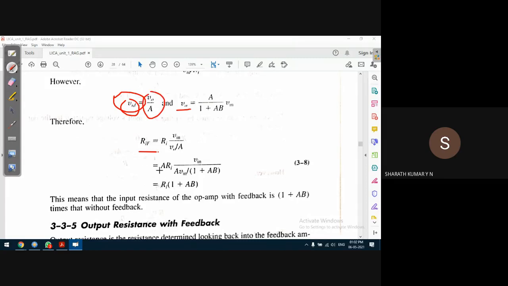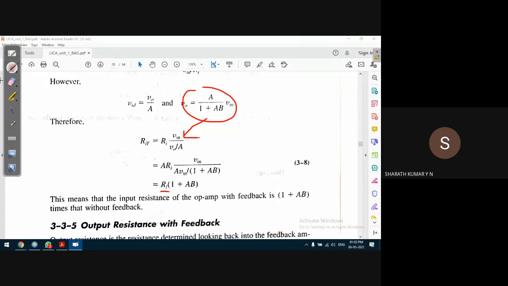So from this expression, rearranging, A at the denominator goes to the numerator. V naught by A becomes A into Ri, V in divided by 1 plus AB, that is the gain of this feedback factor. When we substitute for V naught in this expression and expand and rearrange, we can write the expression as Ri into 1 plus AB.